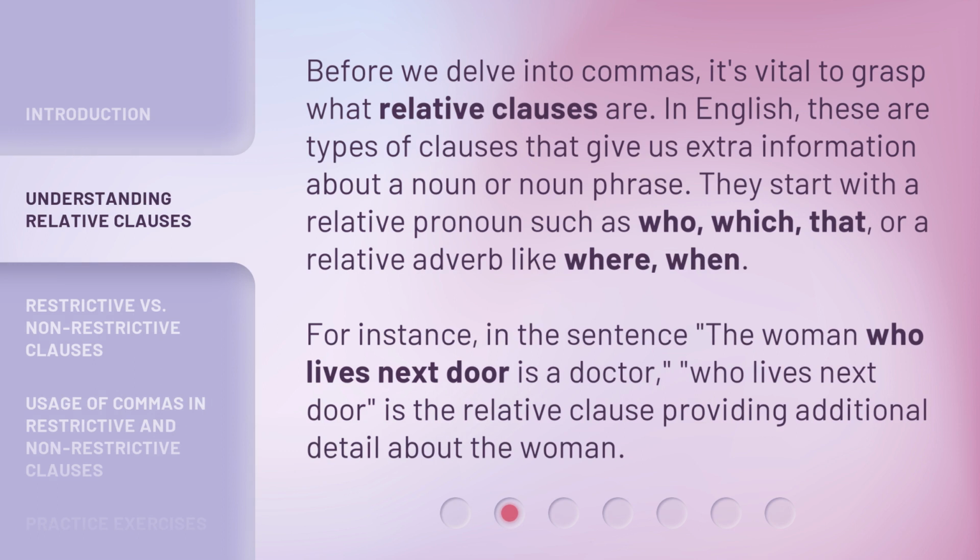Before we delve into commas, it's vital to grasp what relative clauses are. In English, these are types of clauses that give us extra information about a noun or noun phrase. They start with a relative pronoun such as who, which, that, or a relative adverb like where, when. For instance, in the sentence, "The woman who lives next door is a doctor," "who lives next door" is the relative clause providing additional detail about the woman.